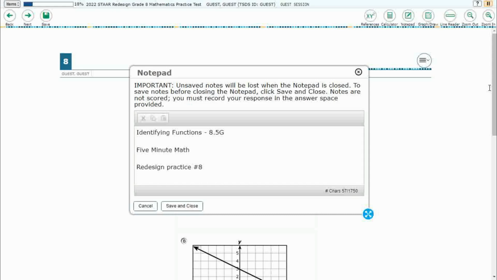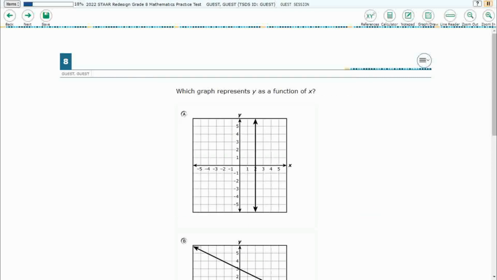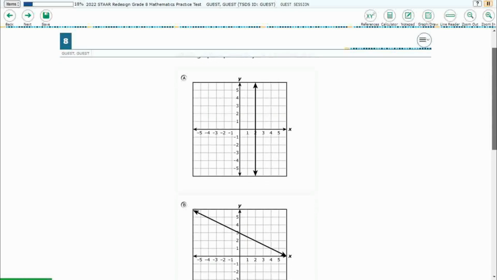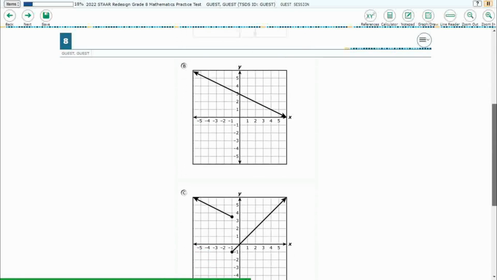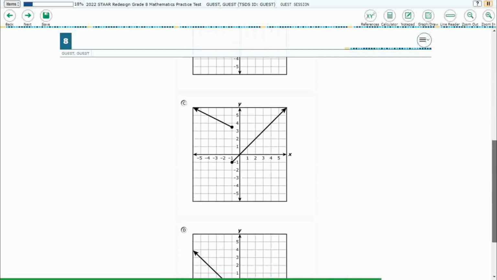Today we are looking at the 8th grade concept of identifying functions. This is standard 8.5G in the great state of Texas, and we are using item number 8 of the Redesign Practice Online STAAR test. If you haven't done so already, please go ahead and take a moment to pause the video, work this problem out on your own, unpause it, and we will look at our answers together.